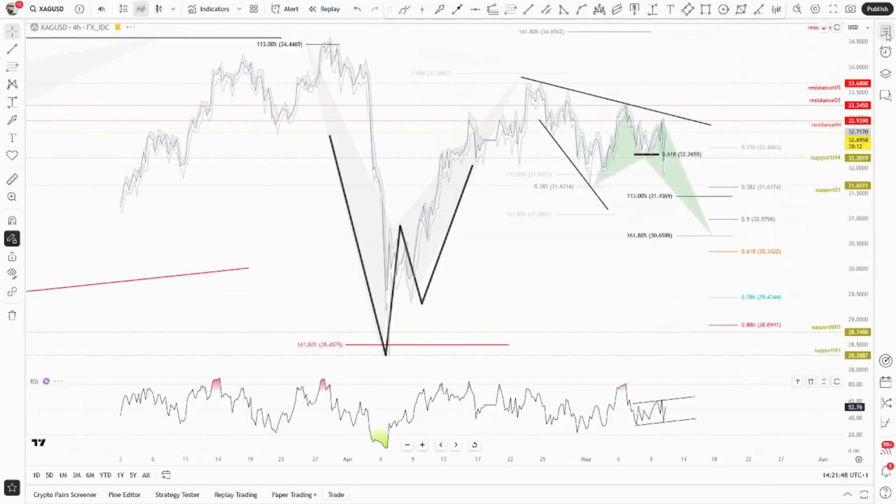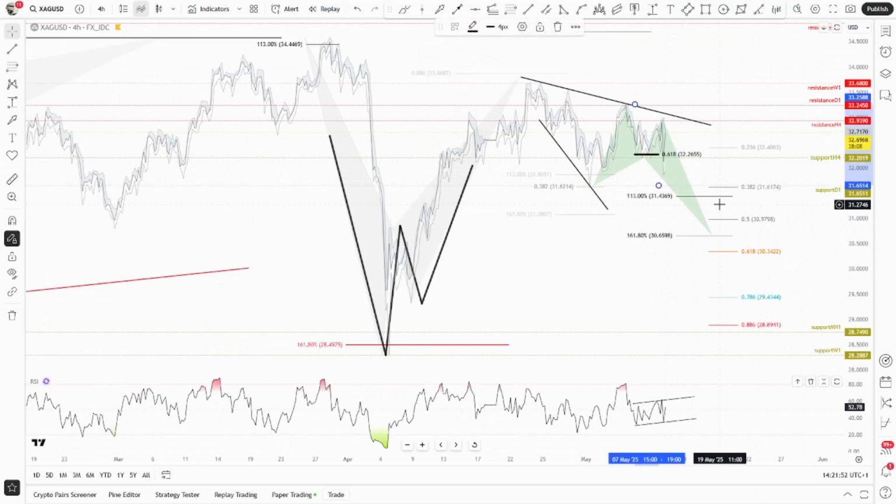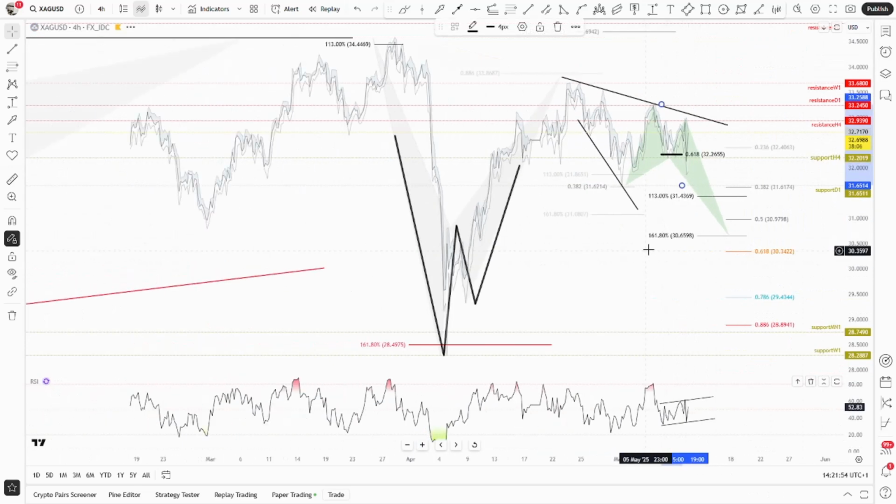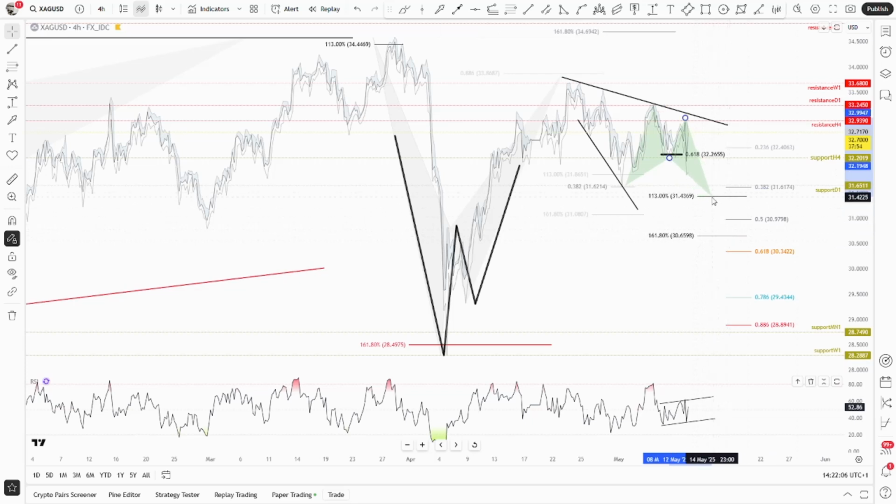Silver, very much the same situation. We saw the drop towards the 61.8% Fibonacci level, and overnight we saw also the silver market dropping below the intraday support level at 32.20. Very much the same situation here. We have the 113% Fibonacci extension at 31.43, right below the previous lows in daily fractal support level.